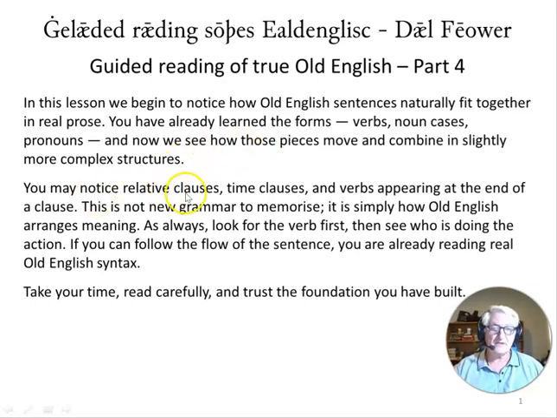You may notice relative clauses, time clauses, where you put in some information in the sentence about time, and verbs appearing at the end of a clause. This is not new grammar to memorise, and I don't need you to memorise it at this stage. I'm just giving you a look at the structure. Throughout these videos for beginners, I'm giving you a look at the structure. Don't think you have to memorise things. It is simply how Old English arranges meaning.